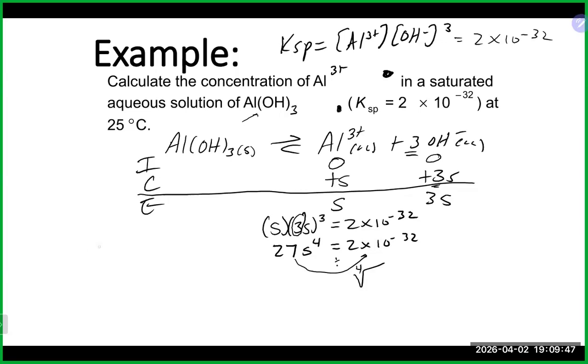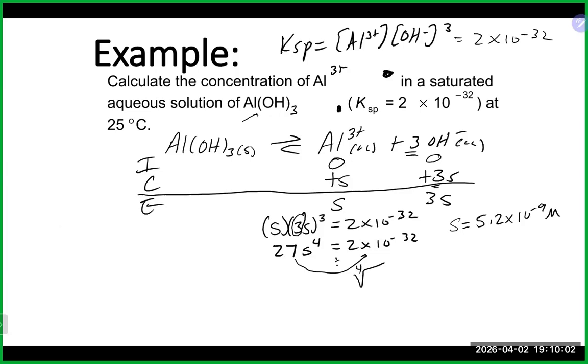Going to take my fourth root of it. And that's going to give me an S of about, we'll call it, 5.2 times 10 to the minus 9 as my molar solubility in this case.